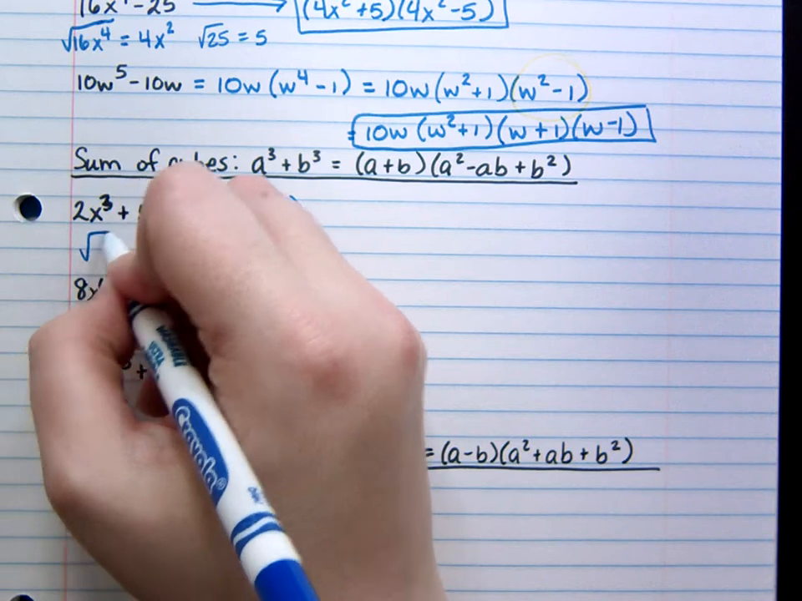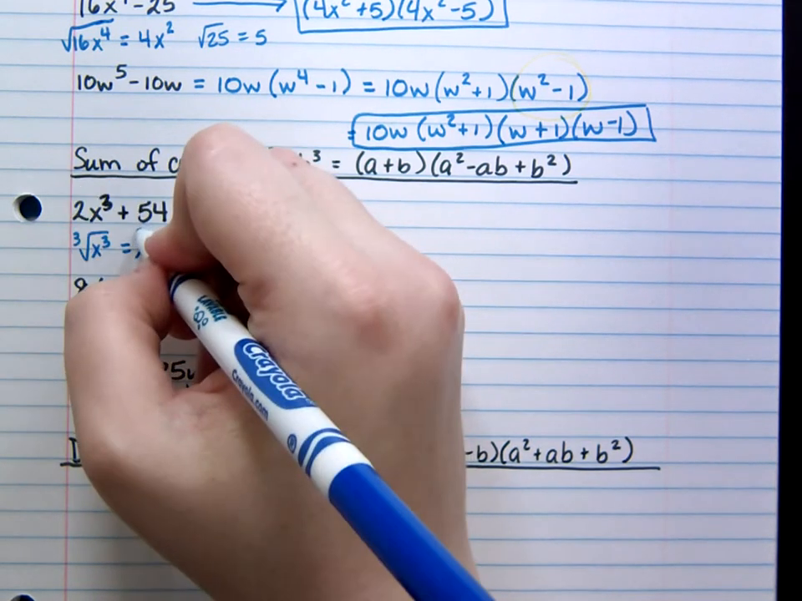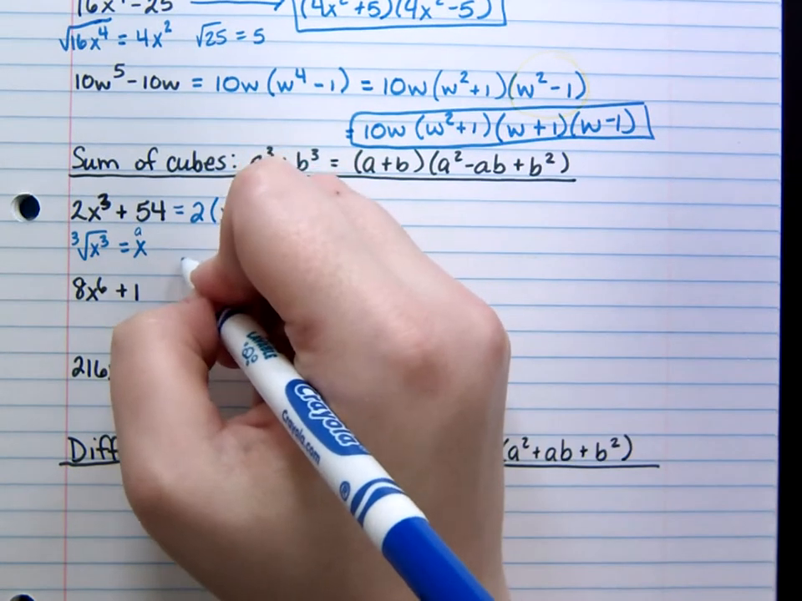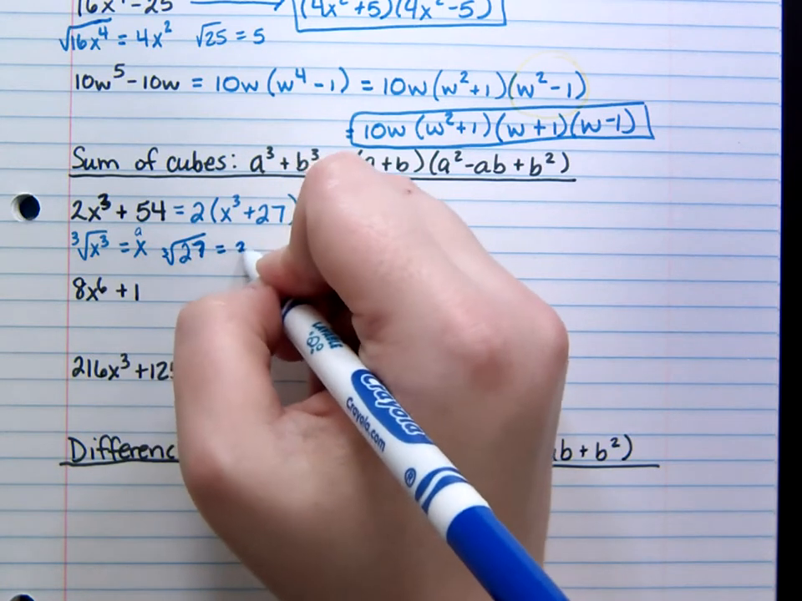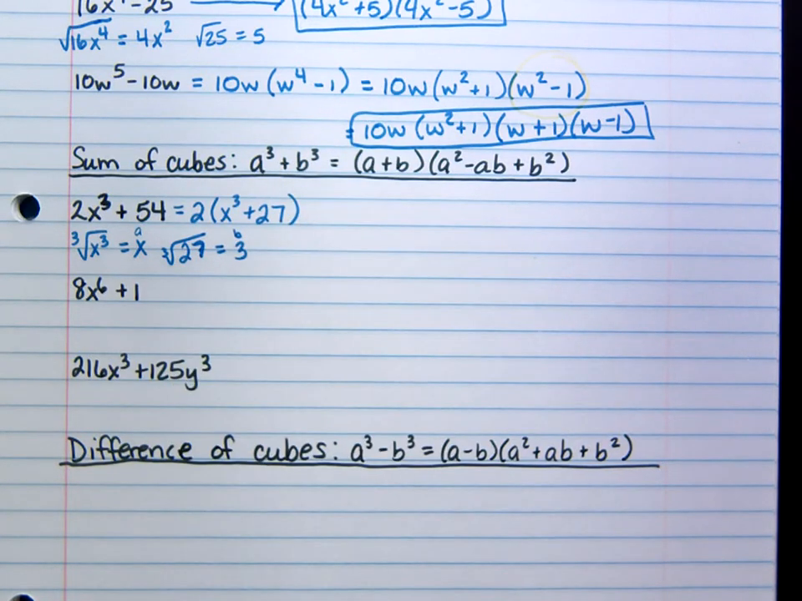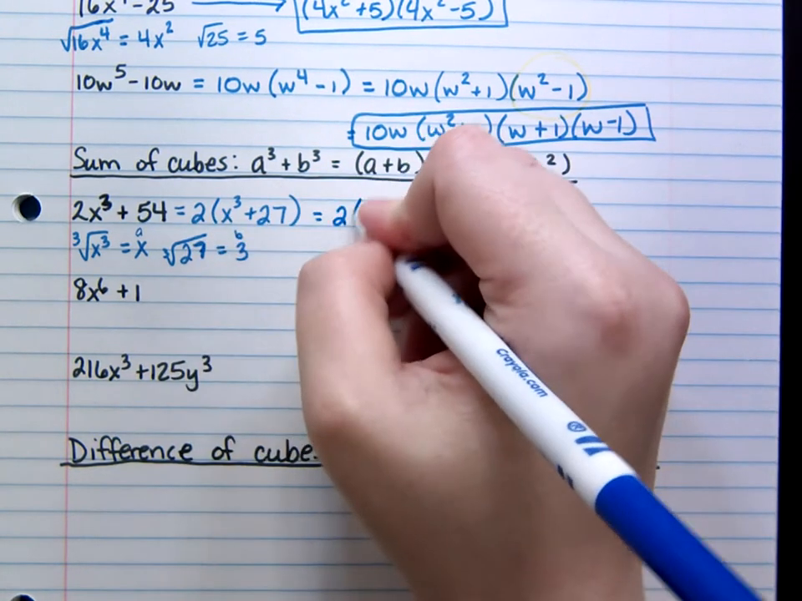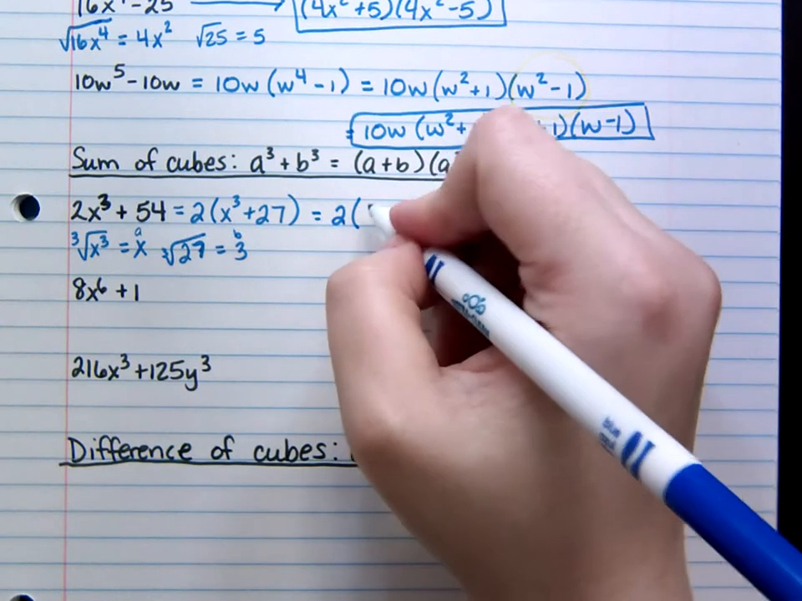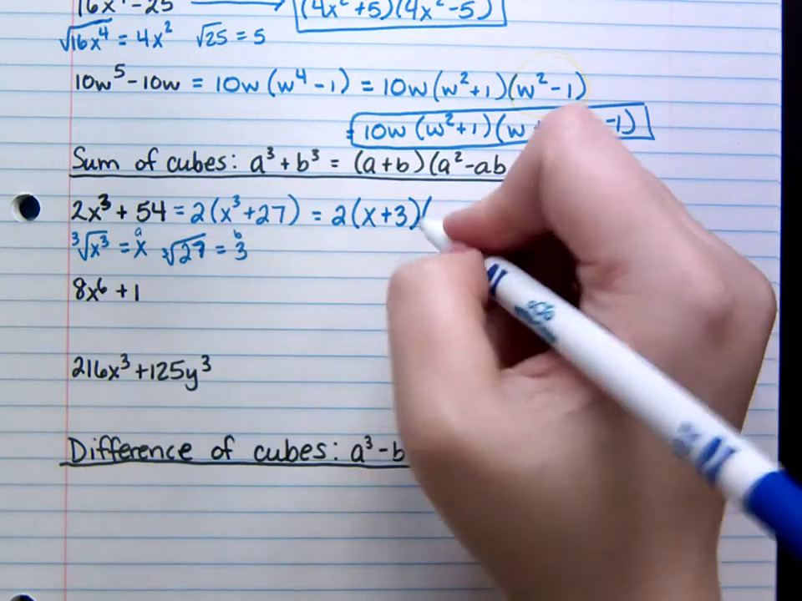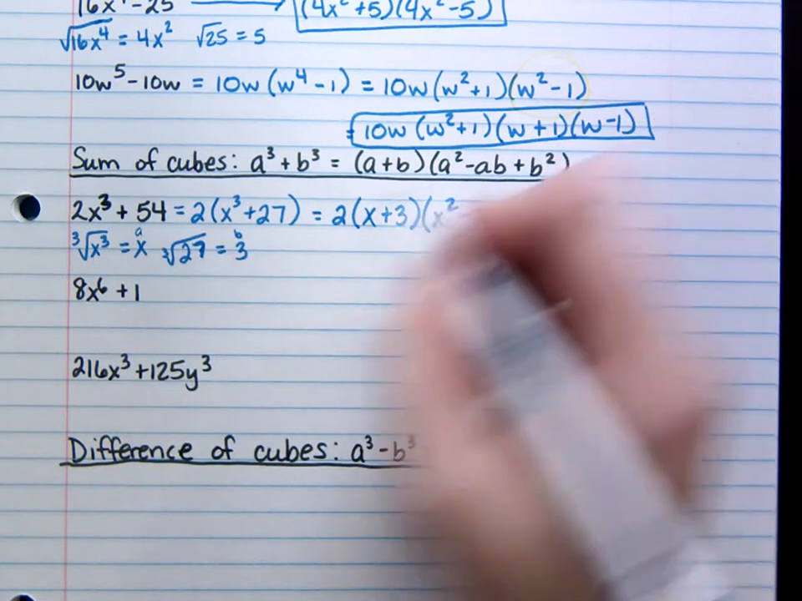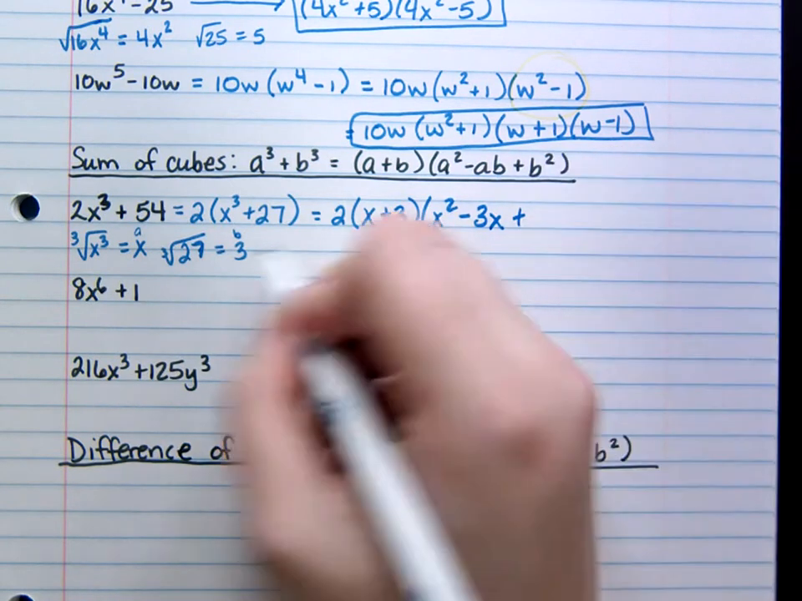Now, the cube root of x cubed is just going to be x. That's my a term. For my b term, I do the cube root of 27 to get 3 for my b term. And now I plug them in here. The 2 I'm bringing over. A plus b, so x plus 3. A squared, so x squared, minus a times b, so x times 3 gives me 3x, plus b squared, 3 squared is 9.